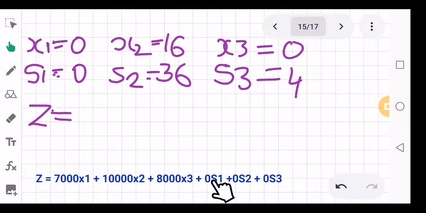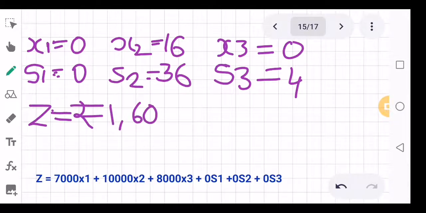0 into s1 will be 0, 0 into s2 will be 0, 0 into s3 also will be 0. No need to calculate these, because 0 into anything is 0. That means Z is equal to rupees 1,60,000. So this is your maximum profit.